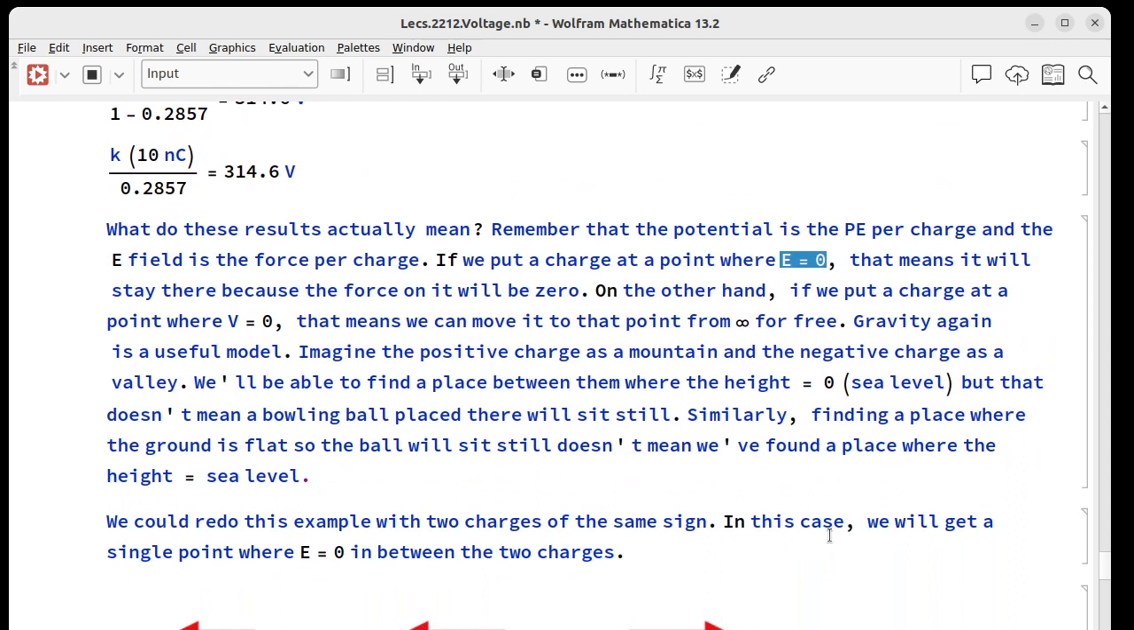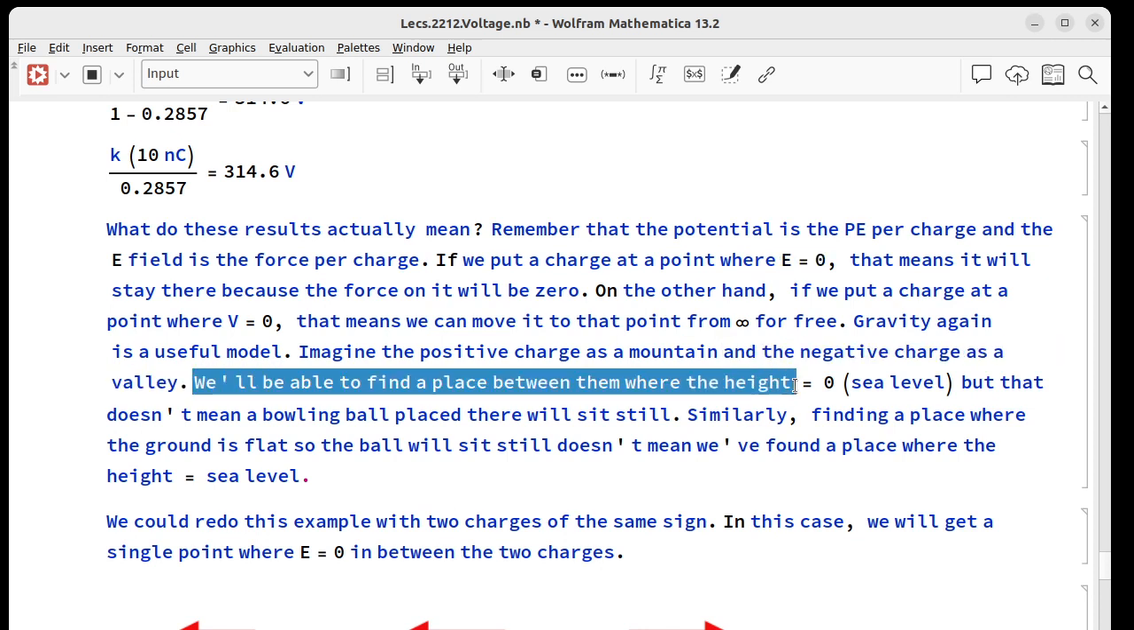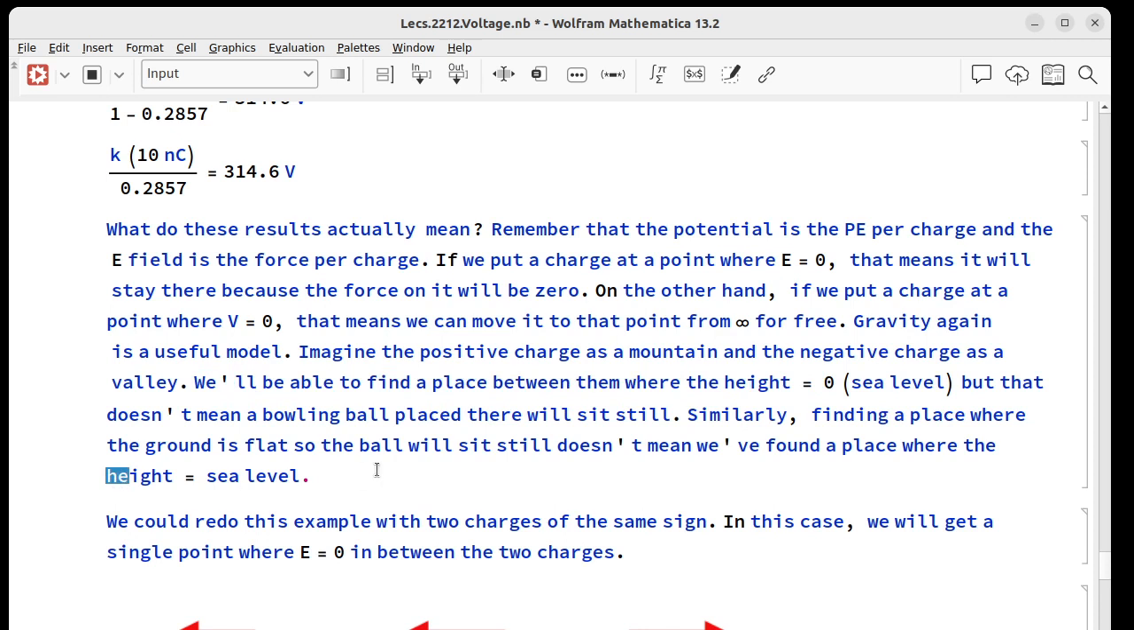So again, if we want to try and model this with gravity, a positive charge is like a mountain and the negative charge is like a valley. We can find a place between them where height equals 0, the potential equals 0. That doesn't mean if we place a bowling ball there, it'll sit still. The same way, if we find a place where the ground is flat, so the ball will sit still, that doesn't mean we've found a place where the height is equal to sea level.